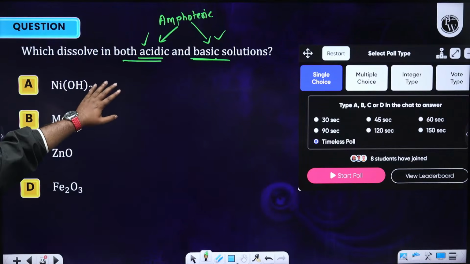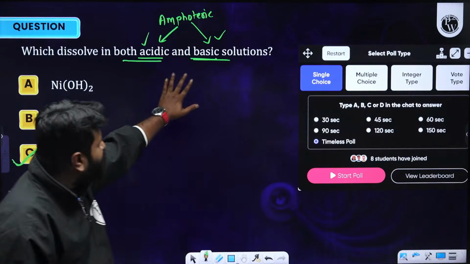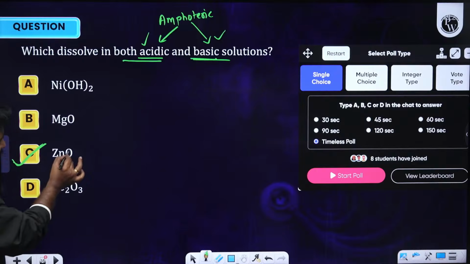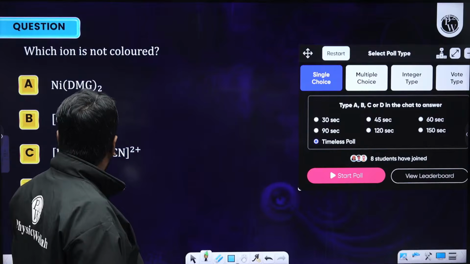So amphoteric means that which will react with both acid as well as base. This is very, very important, my dear students. ZnO will exhibit amphoteric behavior. That's all. Very simple. Next question.